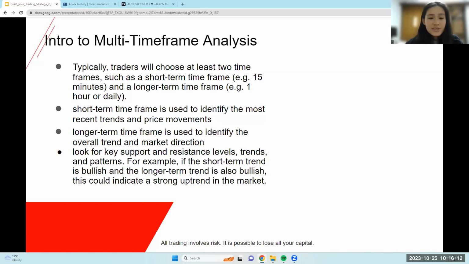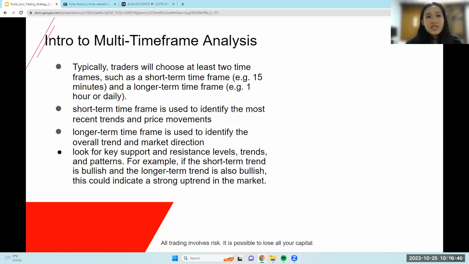Okay, so as a trader, you can use this information to make more informed trading decisions. So if the short-term trend is bearish, on the other hand, because in this case we're talking about bullish. Of course, if your short-term trend is bearish and the longer-term trend is also bearish, you can probably expect it to be a strong downtrend in the market.